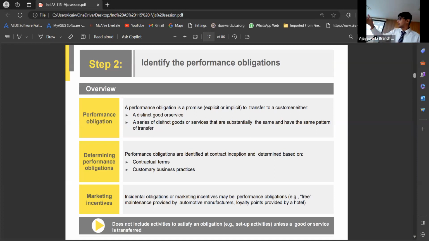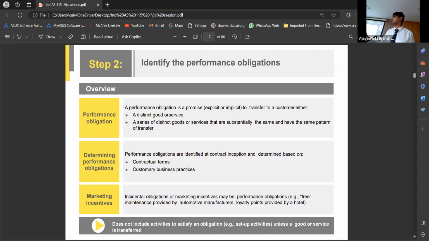So if companies are doing it, if there are established customary practices in that industry, you have to take those also as performance obligations. So warranty, if they are really doing it and they don't put it in the contract, just because you don't put it in the contract doesn't mean that you will ignore that performance obligation. But identifying that is very hard for us.